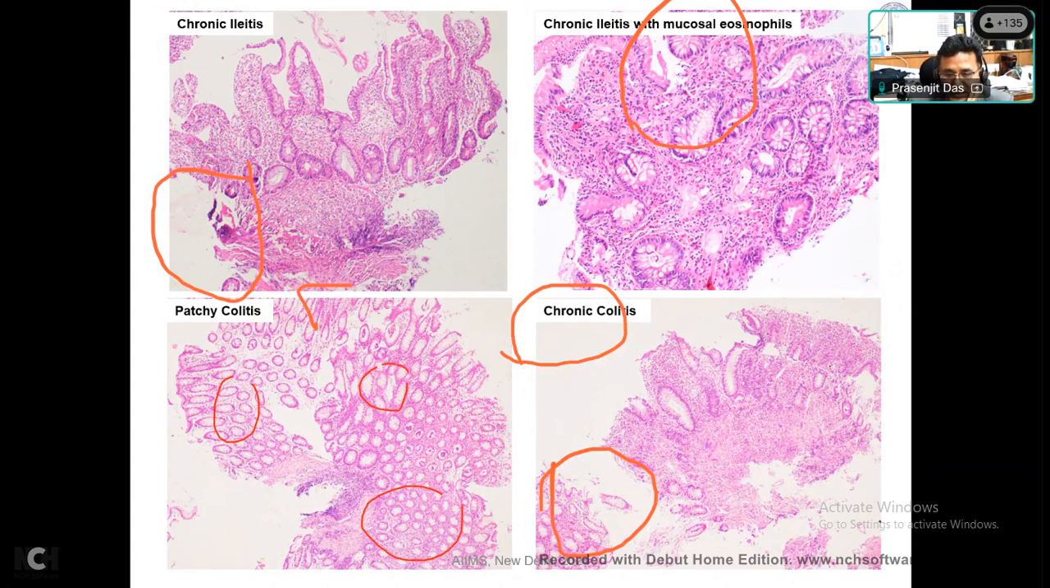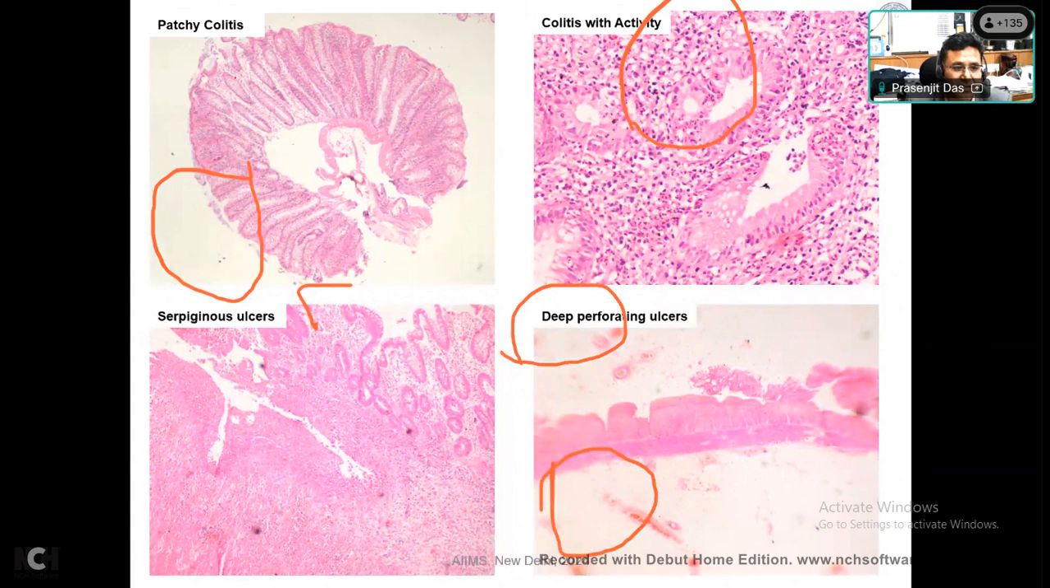In other areas, there are features of chronicity. So patchy chronic active ileocolitis-like feature. Here also you can see this part of the mucosa is almost looking normal, but these parts are inflamed. There are features of activity. Somewhere the ulcerations are going deep, like rail track, and ulcers can also go inside the muscle, and sometimes they can rupture also. But please remember, all these features can be seen both in Crohn's and tuberculosis.